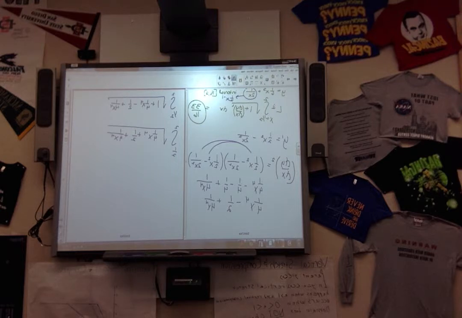Common denominator, square root top, square root bottom. The same steps as the last problem.